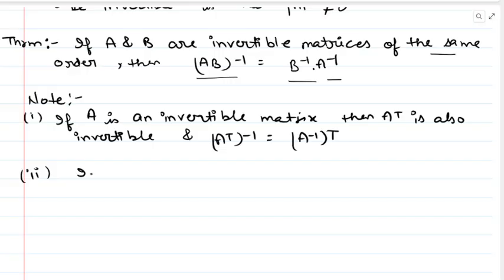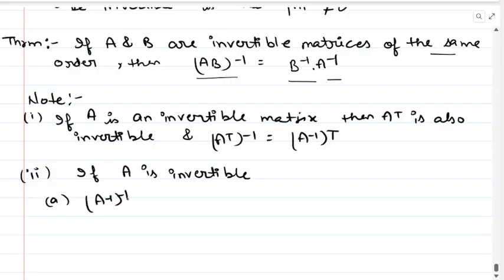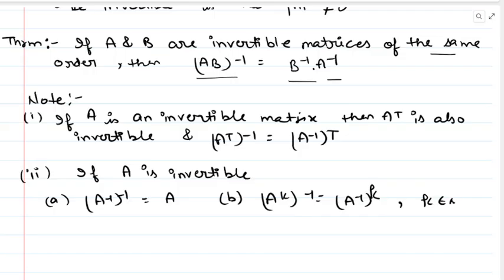Second is, if A is invertible, then inverse of A inverse is equal to A. (A power K) inverse is equal to (A inverse) power K, where K belongs to N. The third one is determinant of A inverse is equal to 1 upon determinant of A.